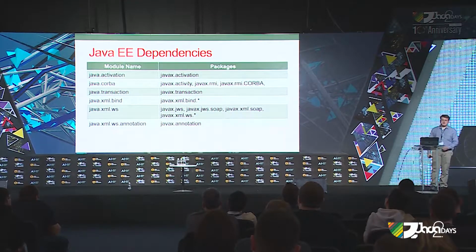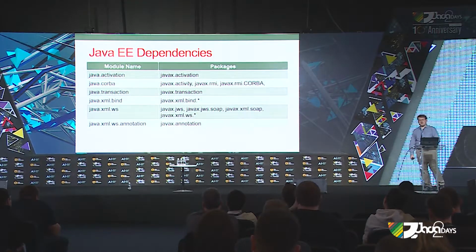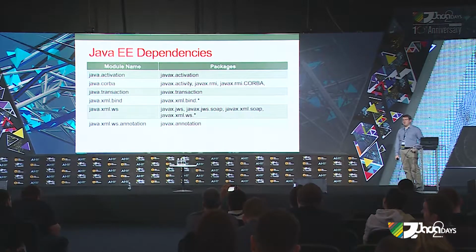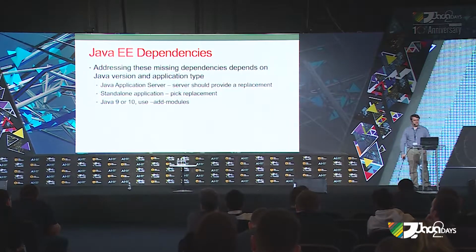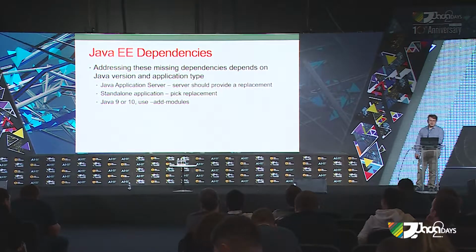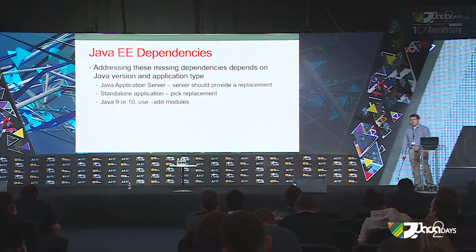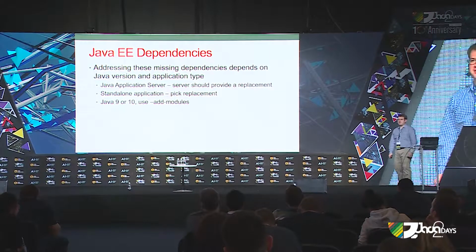Java EE dependencies: if you're depending upon any of these for an application and you're not deploying to an application container, you're going to have to get actual implementations of these and include these with your application if you're running now on post Java 9. This depends: if you're running on Java 9 or 10, you can just use add modules. If you're running on Java 11, you're actually going to have to get something in order to run it.